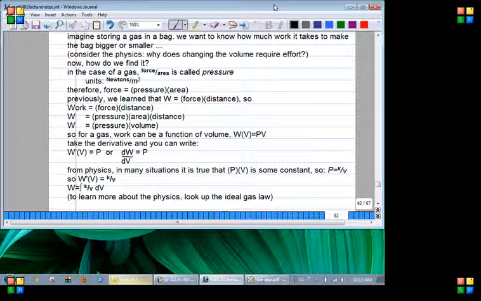And let me just make a comment. We talked about the physics informally, but if you want to learn more about it, look up the ideal gas law. That's what this has to do with.